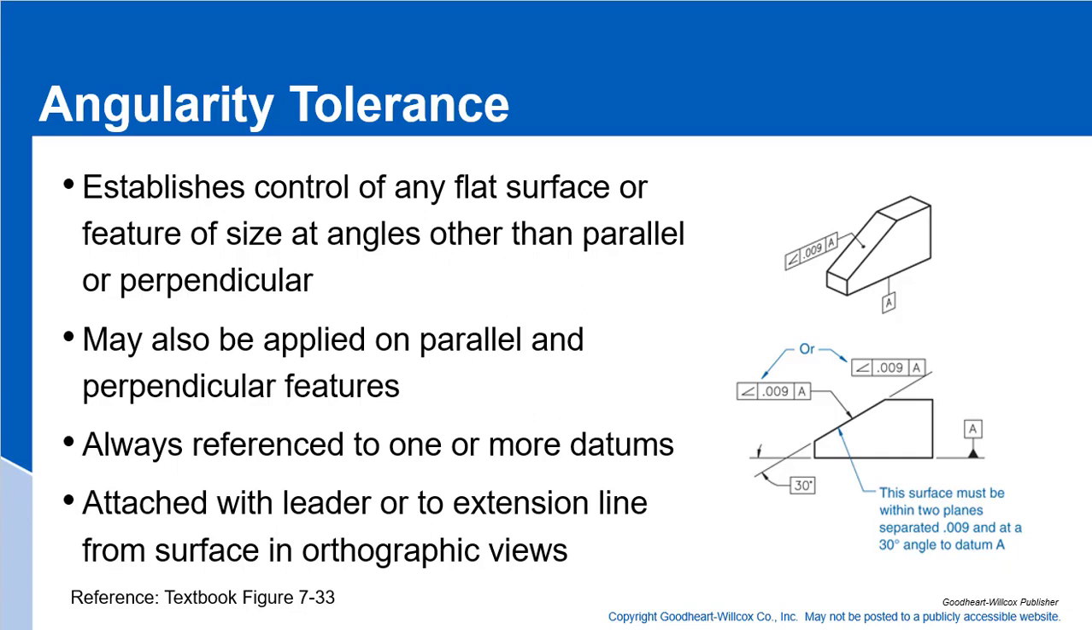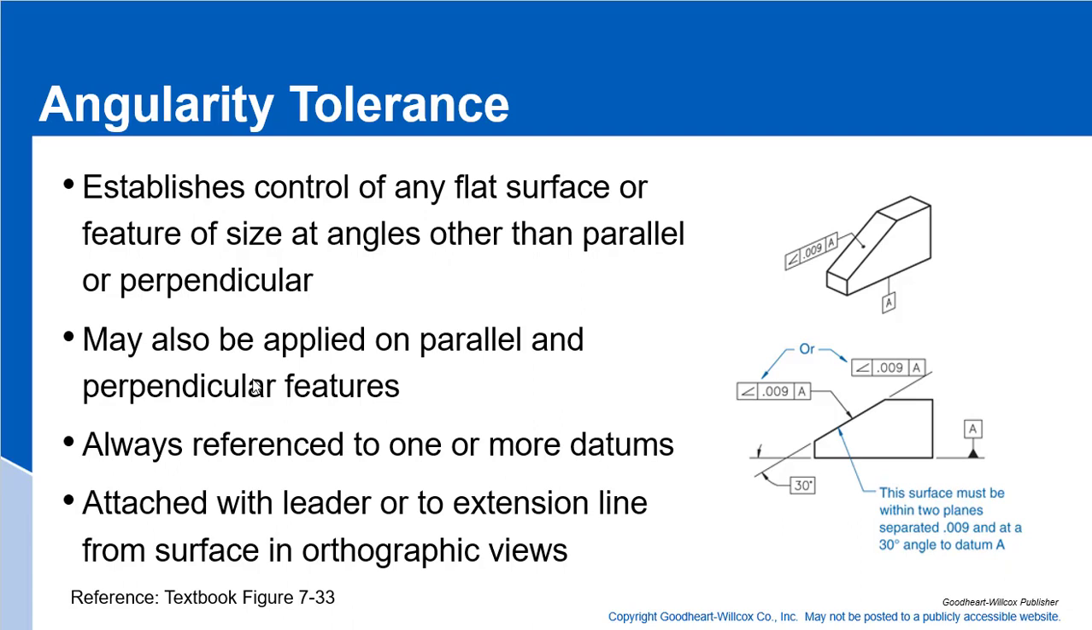So now let's talk about angularity tolerances. This is our last class of orientation tolerances, but an angularity tolerance establishes control of any flat surface or feature of size at angles other than parallel or other than perpendicular. It may also be applied on parallel and perpendicular features. We talked about that before.